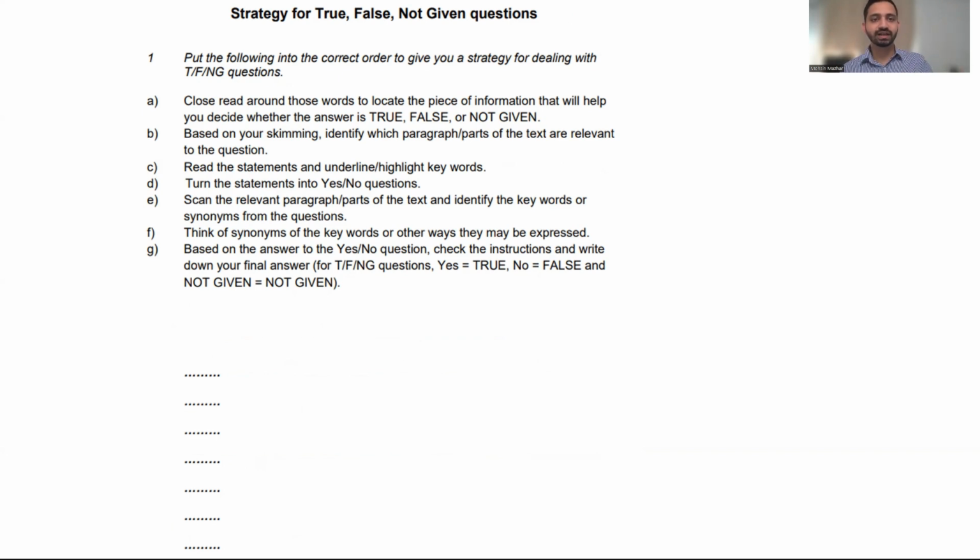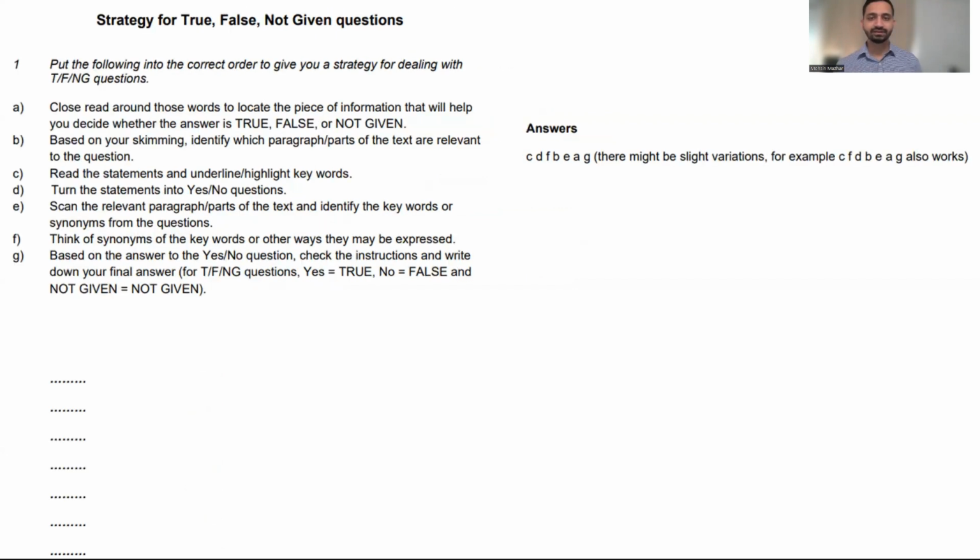Based on your skimming, identify or read the statements and underline, turn the statements into yes and no questions. Which strategy is best? How would you follow steps? Which one is step 1, which one is step 2, which one is step 3? Try to do this activity on your own, and when you come back, we will review the answers. All right, let's review the answers.